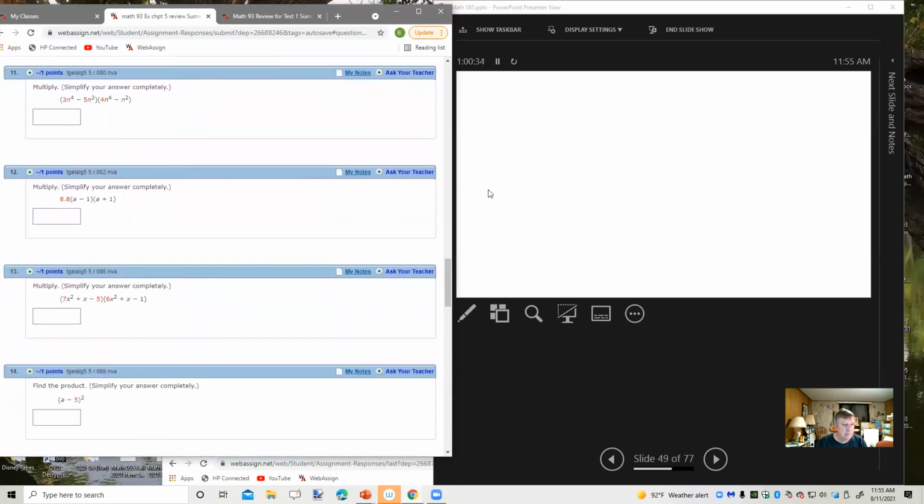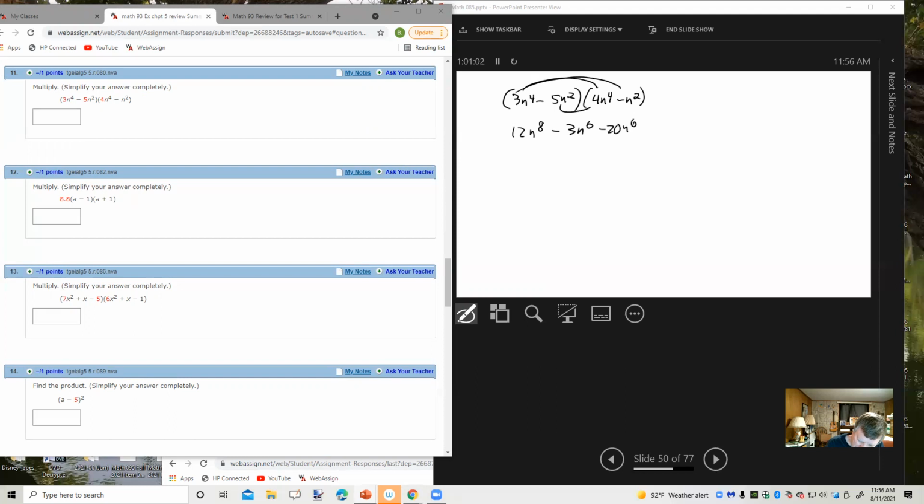On to another one. Multiply, simplify your answer completely. Again, we're going to FOIL together two binomials. So we've got 3n to the fourth minus 5n squared times 4n to the fourth minus n squared. So that's going to be 12n to the eighth minus 3n to the sixth minus 20n to the sixth and plus 5n to the fourth. Combining like terms, 12n to the eighth minus 23n to the sixth plus 5n to the fourth.